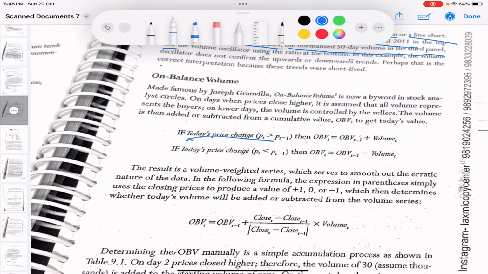If today's price is more than yesterday's price, then our OBV is going to be yesterday's OBV plus today's volume. If today's price is less than yesterday's price, then OBV is going to be yesterday's OBV minus today's volume. Very simple. The result is a volume weighted series which serves to smooth out the erratic nature of the data. In the following formula, the expression in parentheses simply uses the closing prices to produce the value of plus 1, 0, and minus 1.